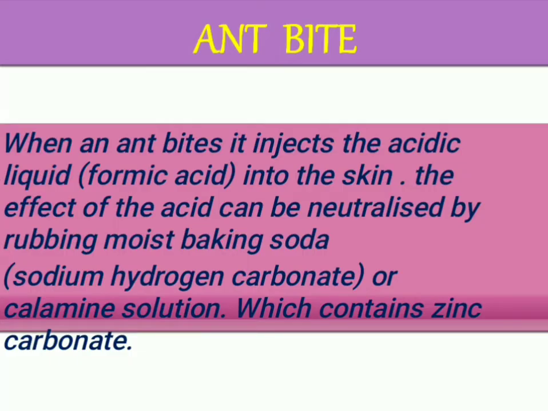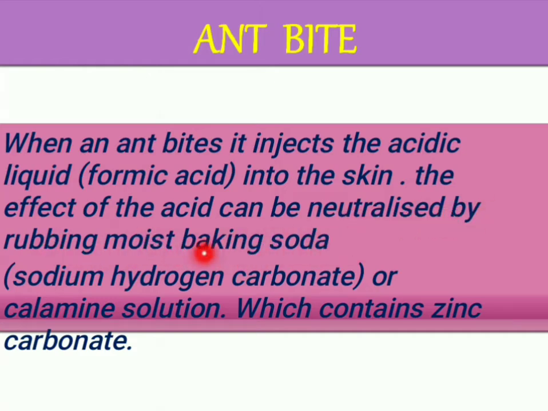Ant bite. When an ant bites, it injects an acid called formic acid. So whenever an ant bites, we feel that burning sensation. It is because of an acid called formic acid injected into the skin. So what we have to do, if acid is injected, we have to apply a base to neutralize the effect. The effect of the acid can be neutralized by rubbing moist baking soda.